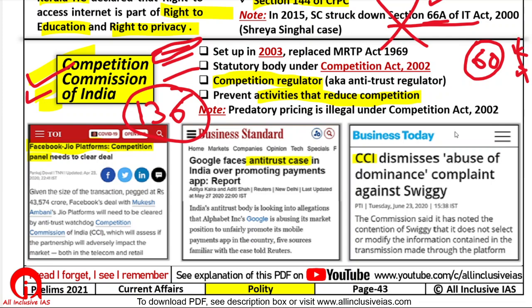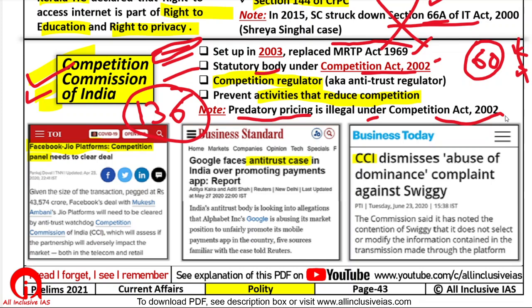Just remember its purpose and remember that it is a statutory body under Competition Act 2002. Earlier we had an act, Monopoly and Restrictive Trade Practices Act 1969. So this 2002 Act actually replaced that 1969 Act. Also remember that predatory pricing is illegal under Competition Act 2002. So what is predatory pricing?